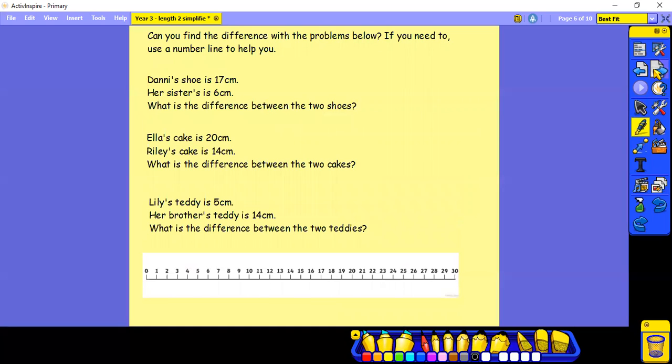Can you find the difference with the problems below? If you need to, use a number line to help you. Have a read through the 3 questions and then pause to answer them.